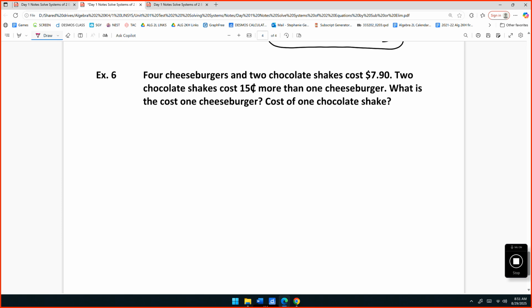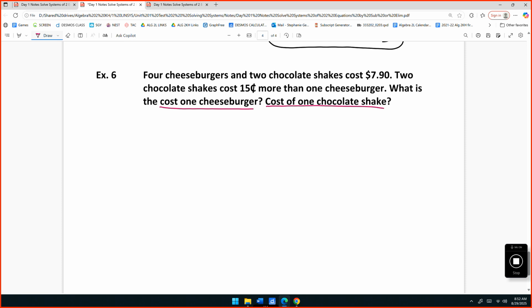And we have to define our variables if we are not told what variables to use. And we are not, right? Okay, but we find what they represent in the very end of the question. What is the cost of 1 cheeseburger? What is the cost of 1 chocolate shake?